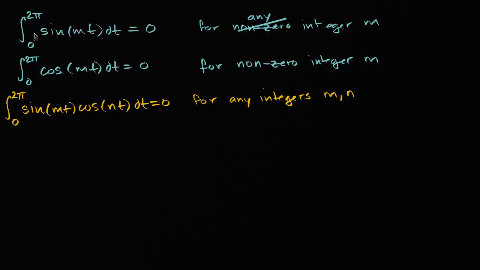So we've already established that these three definite integrals are going to be equal to 0 over slightly different conditions. Let's keep on going. And remember, the goal here is to make it simple for us to find our Fourier coefficients in a few videos from now.